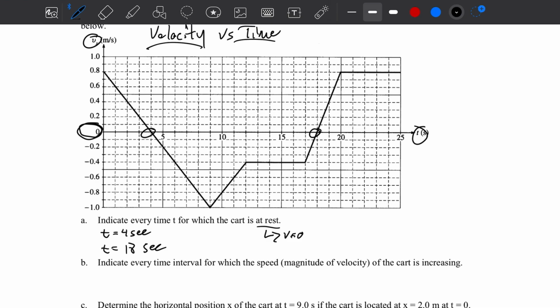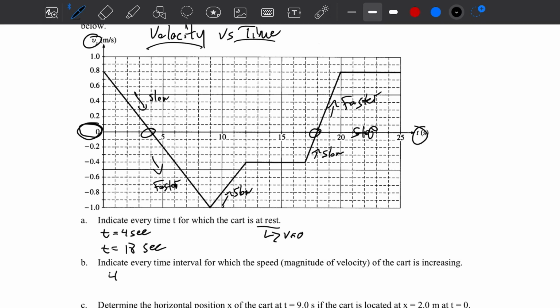Indicate every time interval for which the speed of the cart is increasing. Here we're looking for where the line is moving away from that horizontal axis. As it approaches it, it's slowing down. Once it crosses 0 and is going something other than 0, it's moving faster. Think of absolute value. If it's negative, it's just moving in the negative direction. It doesn't mean it's going less than 0. So I mark the horizontal axis as a stop, and then just say, hey, we're moving faster as we're moving above it, and we're moving faster as we're moving away from it below it.